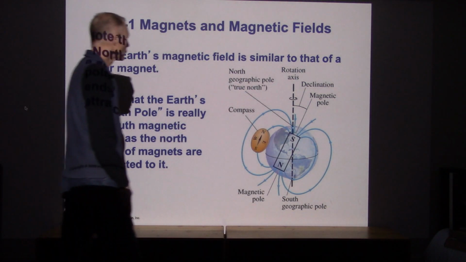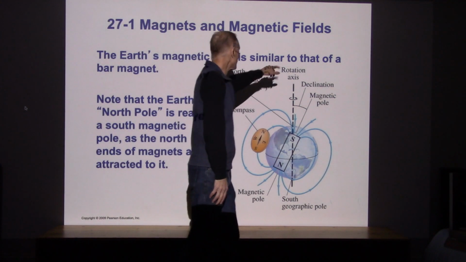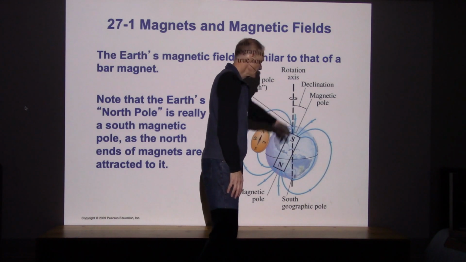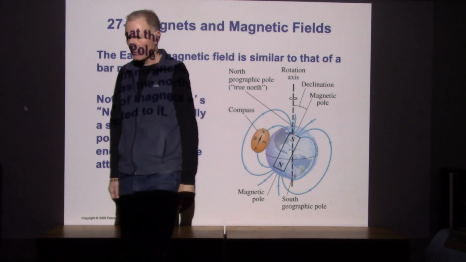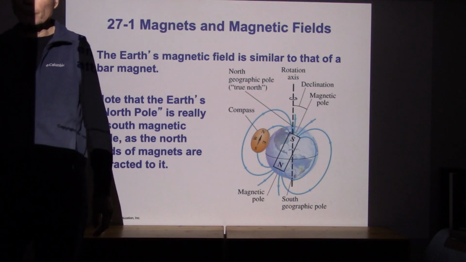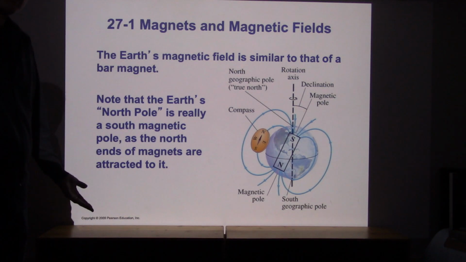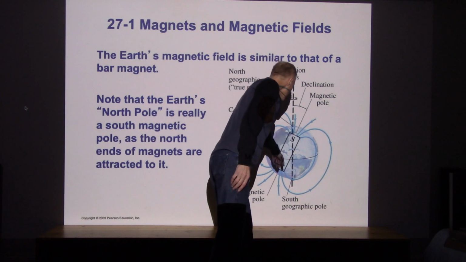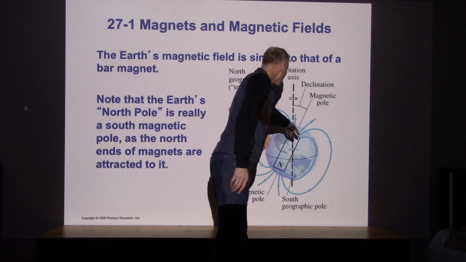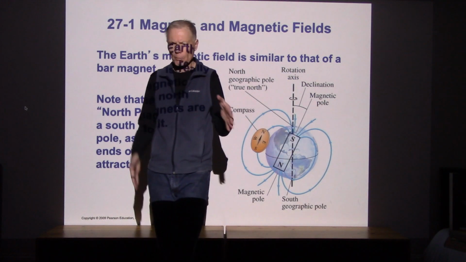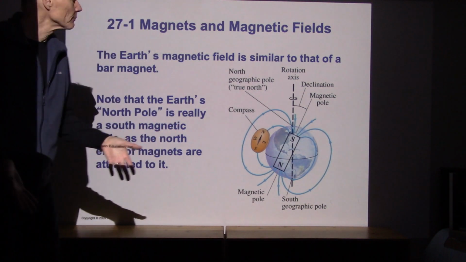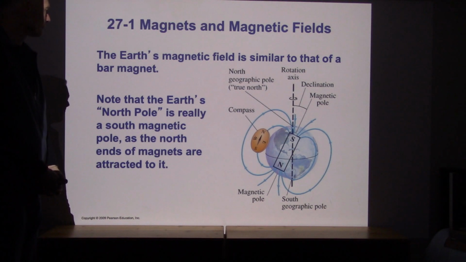Now, the Earth has a rotational axis, and that's what we've got shown right here. Rotational axis of the planet. It turns out that our magnetic field looks kind of like a dipole. So the shape of our magnetic field is similar to what it would be if we just had a uniform bar magnet, a really big bar magnet, sitting inside the planet.